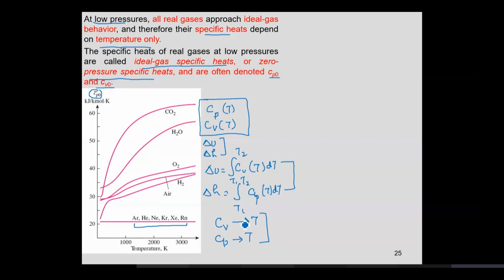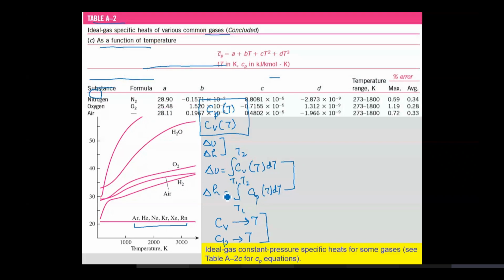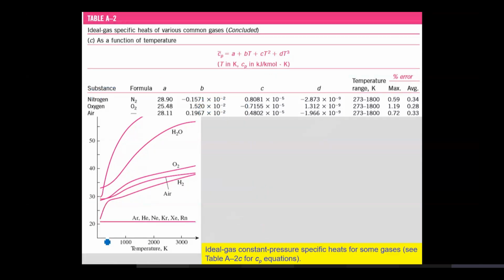If you look at the ideal gas tables, for example table A-2C, you will have the gases mentioned on the left hand side and the relationship of Cp. Cp is expressed with constants A, B, C, and D. These are the constants mentioned against each gas. For nitrogen, A is this, B is this, C is this, and D is this. This is the temperature range for which these constants are valid.